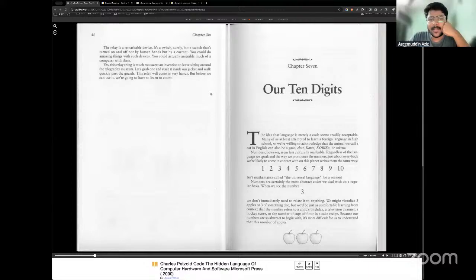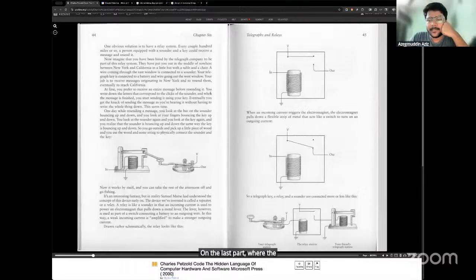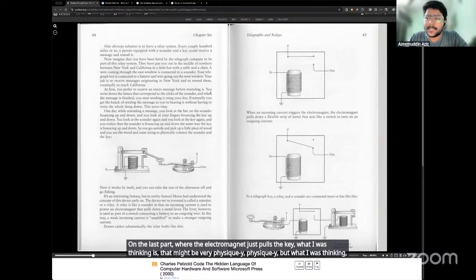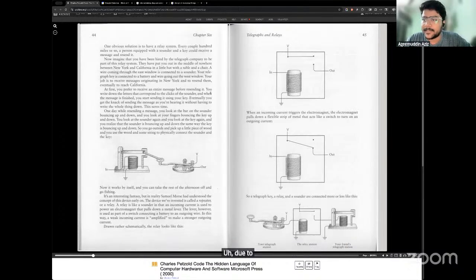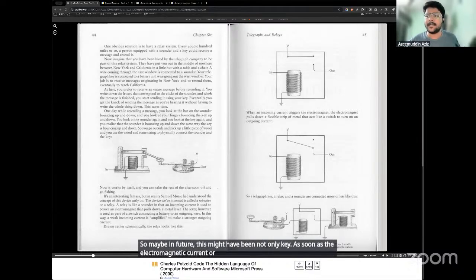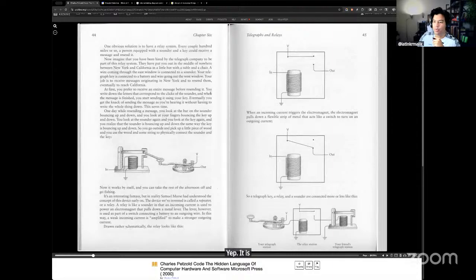On the last part where the electromagnet just pulls the key, what I was thinking is, that might be very physicky, but whenever there is an electromagnetic field, due to flux, an electric current is also formed. So maybe in future this might have been not only key. As soon as the electromagnetic field comes, the circuit automatically joins due to the flux around it. Yep. It is going to get much more simple after that because we will learn how to carry the signal.